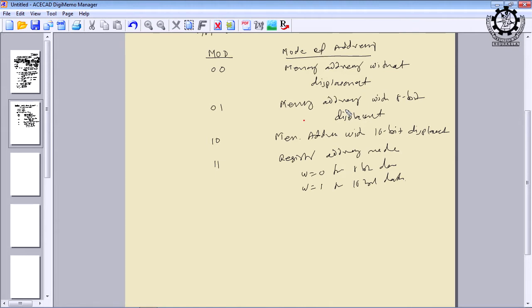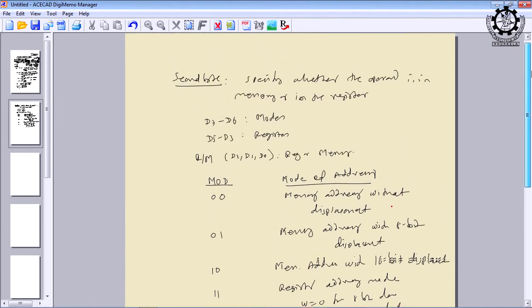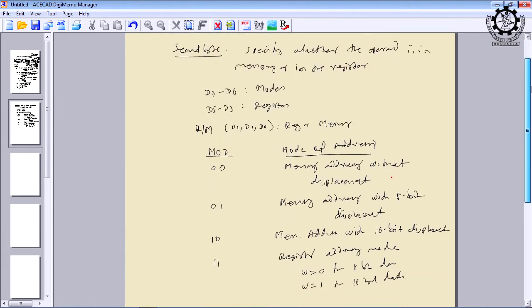And how do you interpret the mode bits? There are 4 combinations and each combination has a different meaning. Like 00 indicates memory addressing without displacement. That means you are not using displacement for computing the address of a memory location. 01 means memory address with 8 bit displacement, and the other means 16 bit displacement. So, based upon that we have divided the mode into 4 groups. Okay. Then the next byte is the third byte.